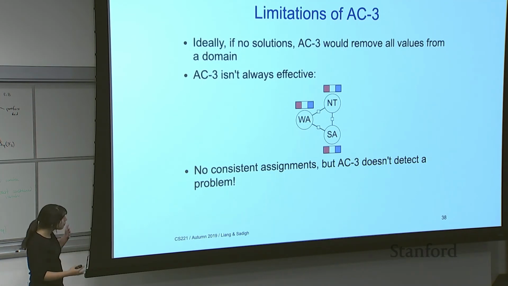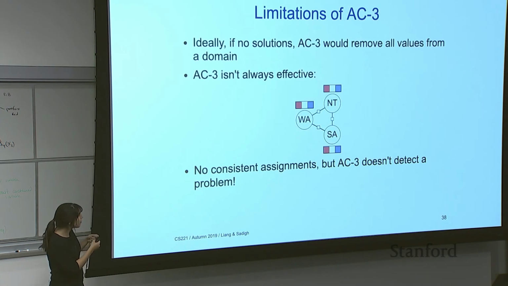And there are more complicated versions of arc consistency that go beyond these binary relationships, but they're going to take exponential time. So arc consistency is simple. You run it, it's usually useful, but it's not going to find everything for you.